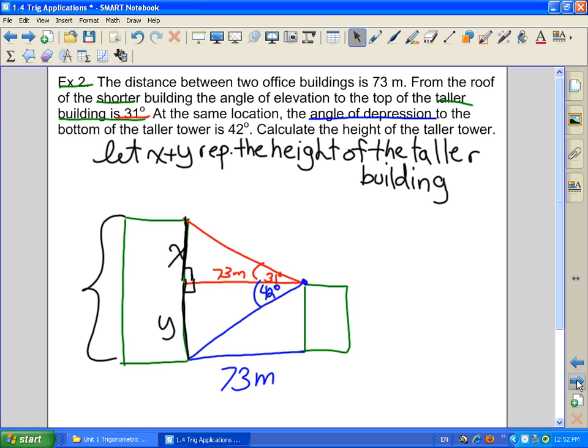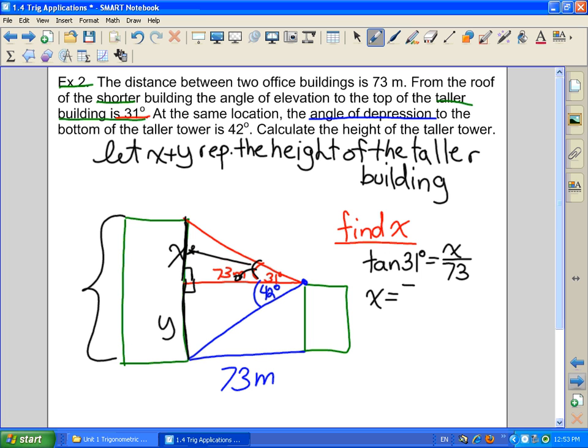All right, so let's find x. So x is in the red triangle, folks. And what information do we know? Given this angle of 31 degrees, we have the opposite side and the adjacent side. So we're going to use the tangent. So tan of 31 degrees equals x over 73. Cross multiply, x equals 73 tan of 31 degrees. Plug that in your calculator, guys, and you will get, hopefully, 42.1 meters, approximately.